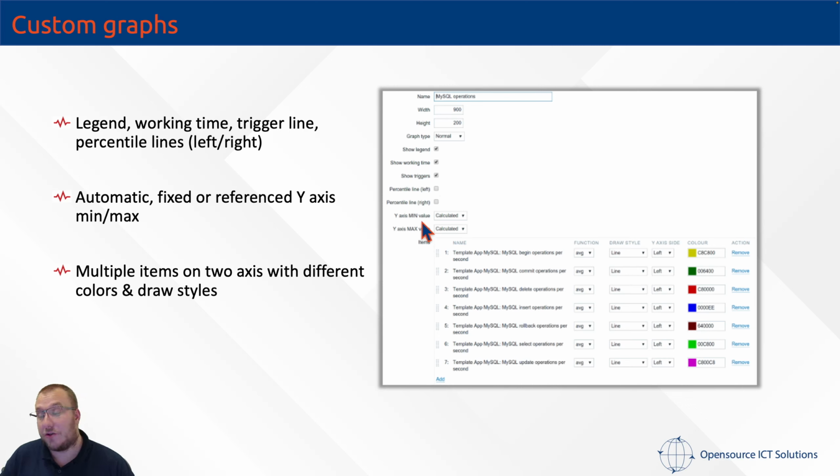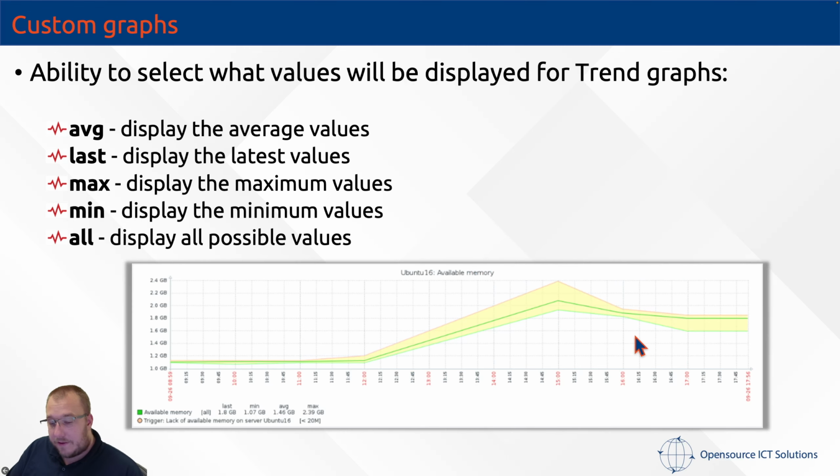If Zabbix should scale the graph itself based on the values, or that it should be a fixed value. And then we select multiple items, the different colors, drawing style, functions, etc. From there, with different drawing styles, you can show the average, the last, the min, max, or all possible values. So we've got a nice way to present graphs. A nice way? Well, it's not too bad, but it's also not great.